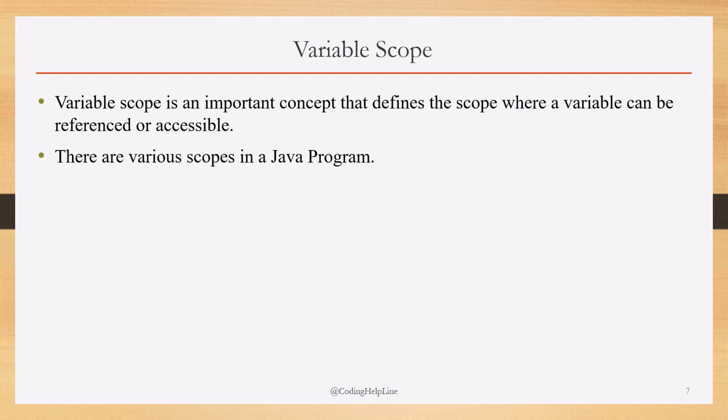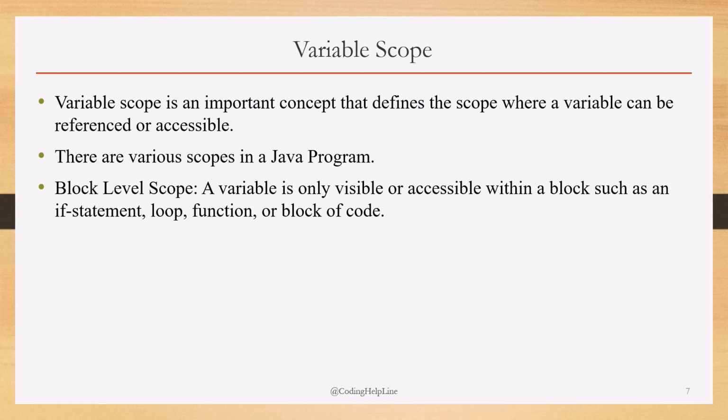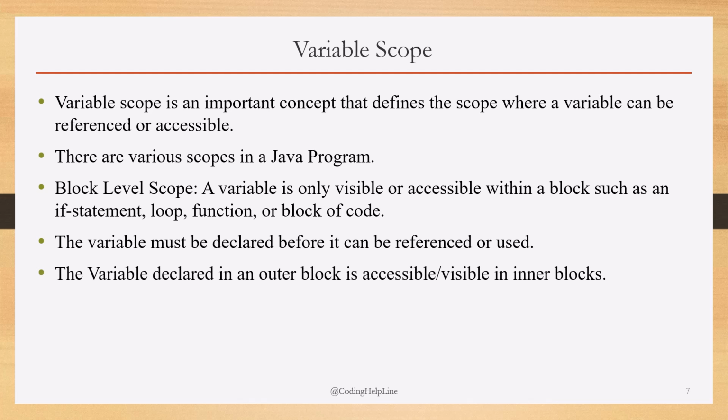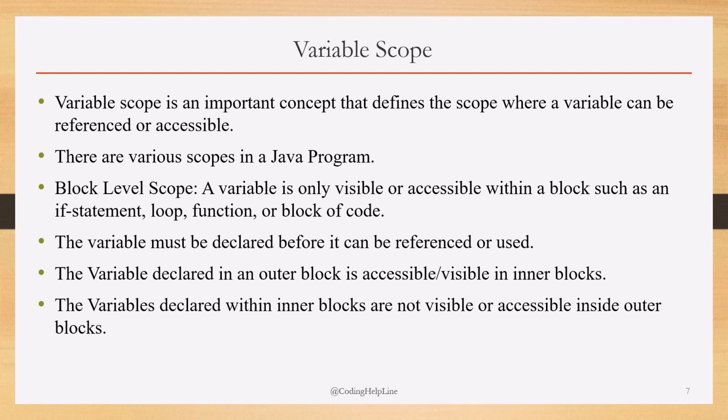There are various scopes in a Java program. For example, block level scope. A variable is only visible or accessible within a block, such as an if statement, loop, function, or a block of code. A variable must be declared before it can be referenced or used. This is mandatory. You must declare and even initialize a variable before you can use it within the program. The variables declared in an outer block are accessible and visible in inner blocks, but the variables declared within the inner block are not visible outside of that particular block.